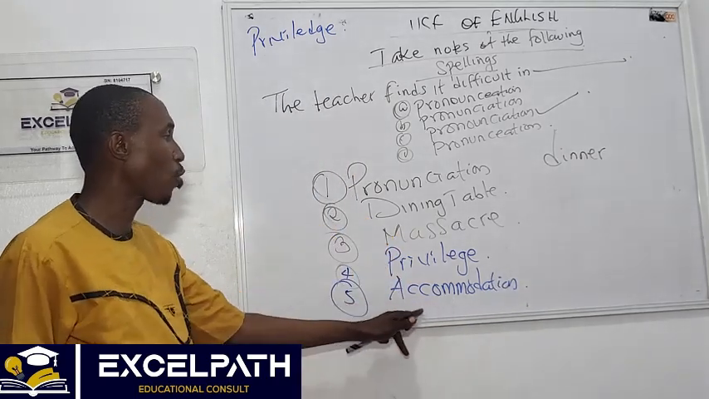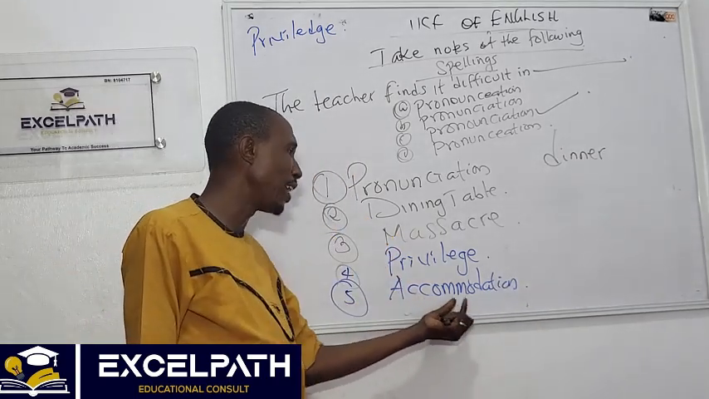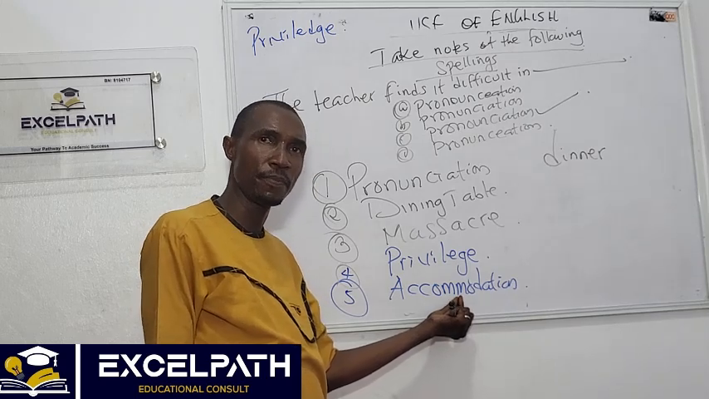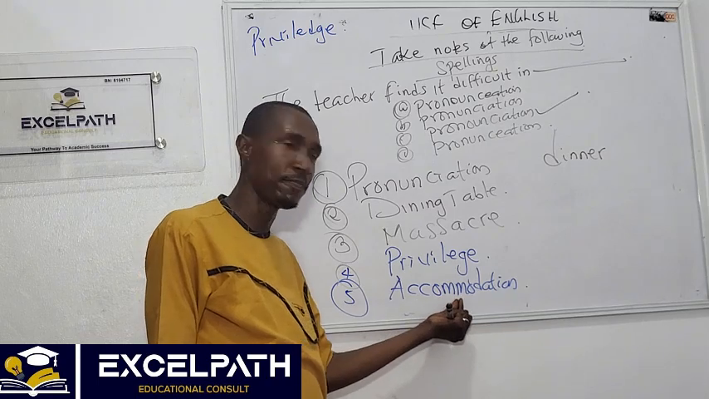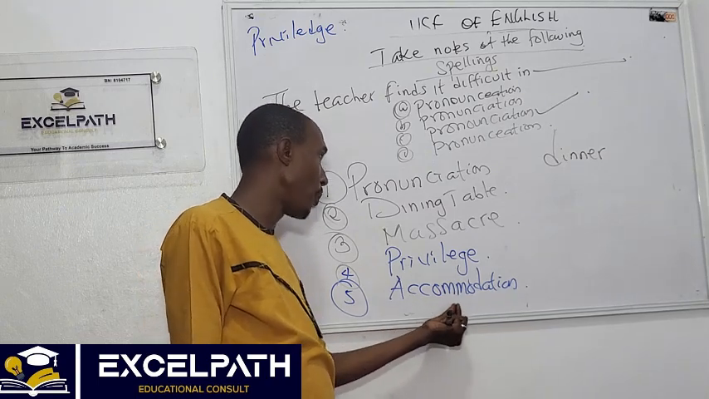Accommodation. Accommodation is double C and double what? M. Not one C double M and not double C one M. It is double C double M.